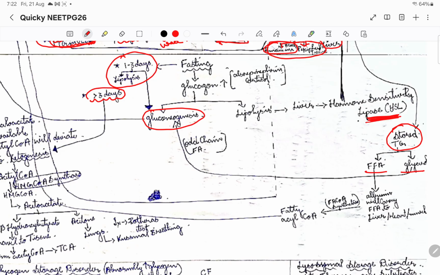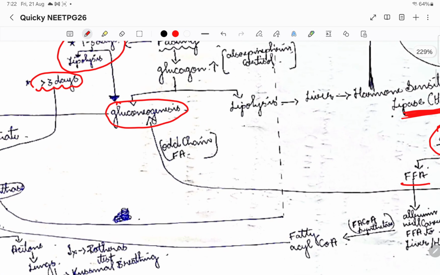So of these, the glycerol will undergo gluconeogenesis, where only the odd chain fatty acids are the only thing that can form glucose molecules. Okay, this is not the even chain. Remember this, please remember this. This is the odd chain fatty acids, the glycerol, are the only things that can form glucose.